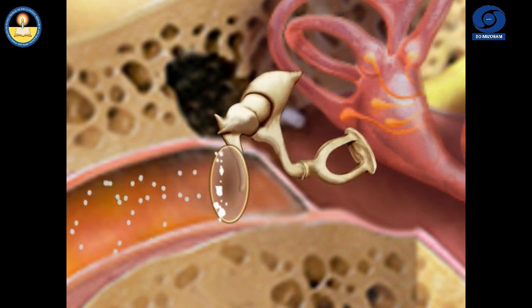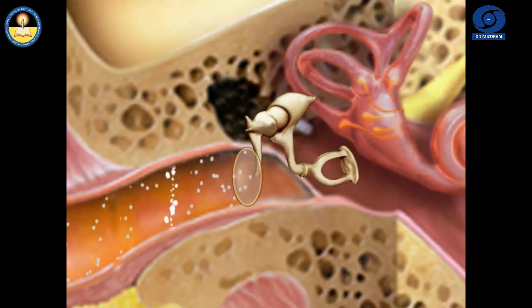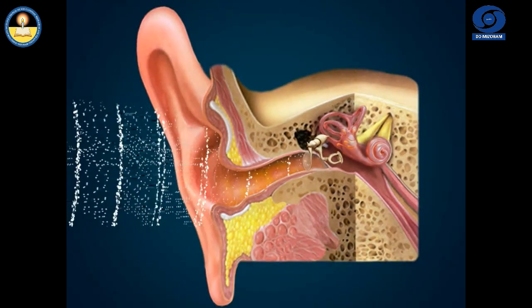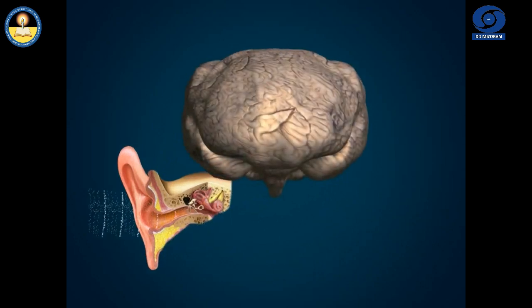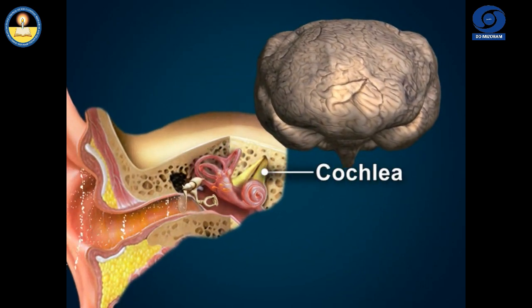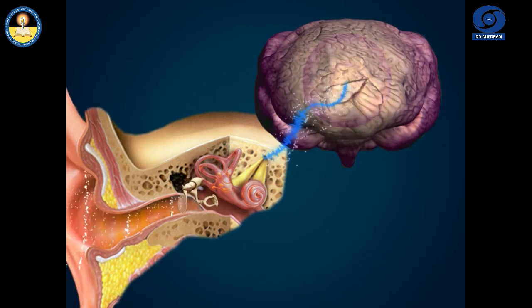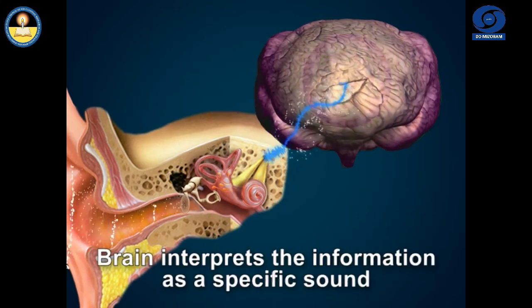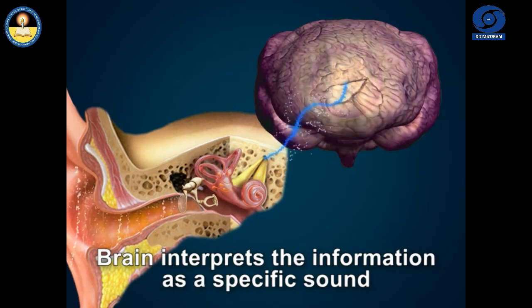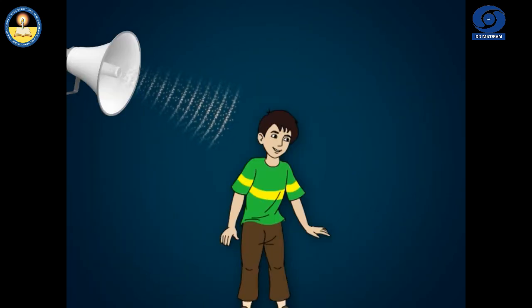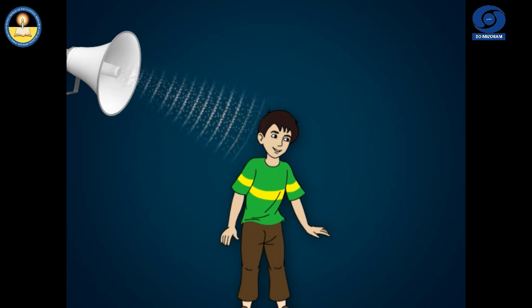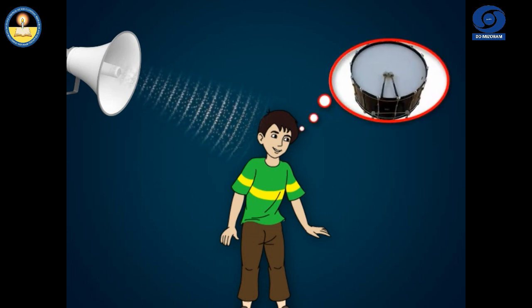From the smallest bone, the stirrup, the vibrations pass into the inner ear. The vibrations travel into the cochlea, which converts these vibrations into nerve impulses. The auditory nerve carries these nerve impulses to the brain, which interprets this information as a specific sound. Sound means those vibrations composed of frequencies capable of being detected by ears.